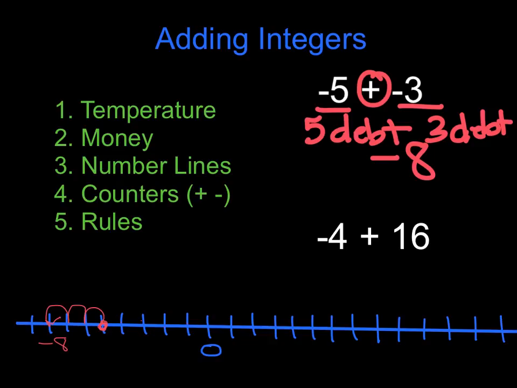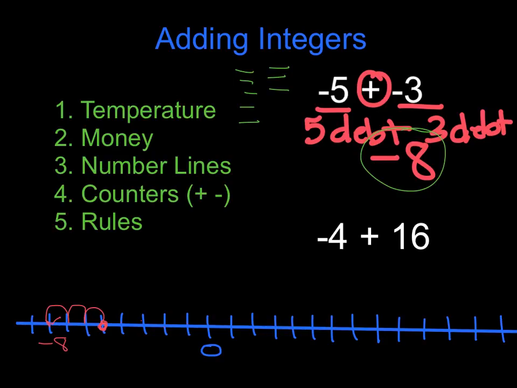And last but not least, you can use the counters to show what this means. This would mean that you start with 5 negatives and you are adding 3 more negatives. In total, you have 8 negatives, which represents the number -8.